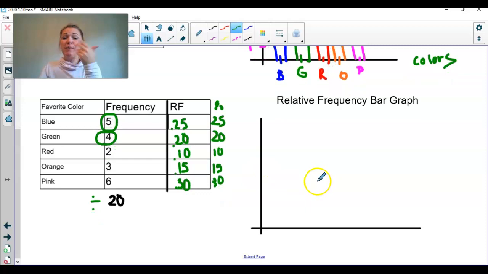Okay, so now I'm essentially going to do the same thing that I did up here. The only difference is on the y-axis, I'm going to put the percentage. My minimum percentage is 10. My maximum is 30, so I'm going to go by 5s, and I'm going to start at 5 here. 5, 10, 15, 20, 25, and 30.